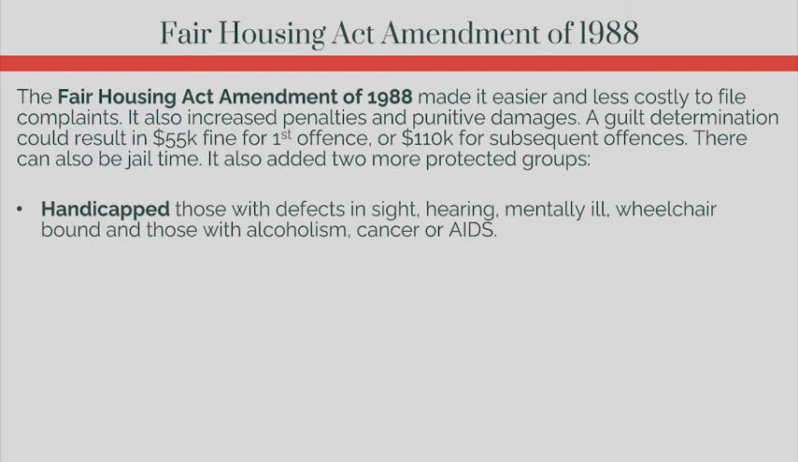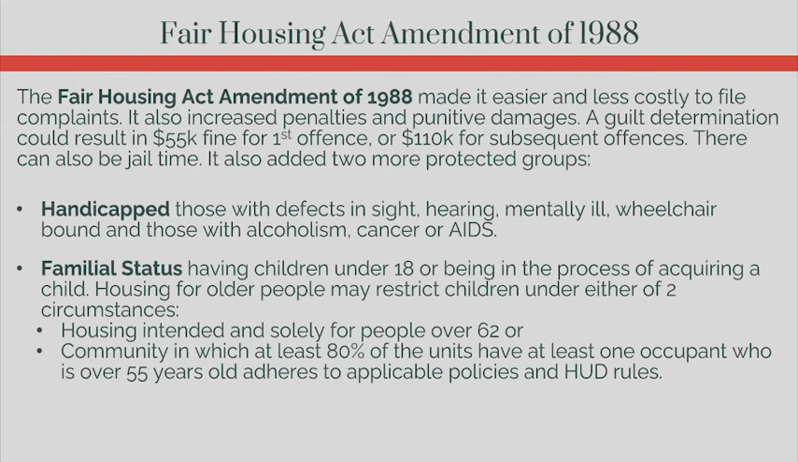Handicapped. Handicapped are those with defects in sight, hearing, mentally ill, wheelchair-bound, and those with alcoholism, cancer, or AIDS. Then you also have familial status, having children under 18 or being in the process of acquiring a child. Housing for older people may restrict children under either of 2 circumstances. Housing intended and solely for people over 62, or a community in which at least 80% of the units have at least 1 occupant who is over 55 years old, adheres to applicable policies and HUD rules.